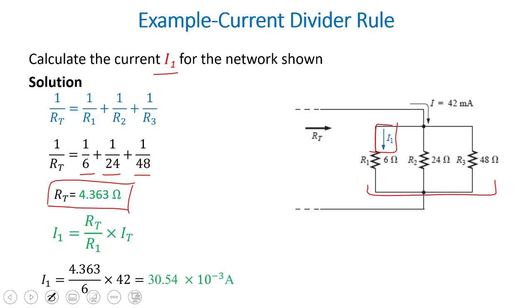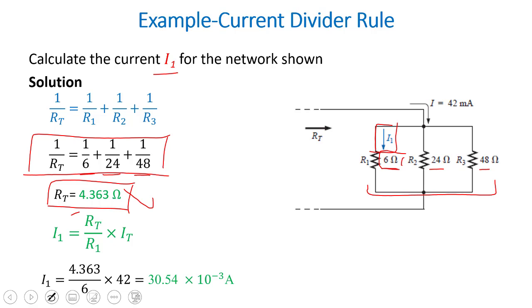R total is equal to 4.363. Now, a general rule, remember this. If I am going to find a total resistance and my resistors, 6, 24, 48, are all connected in parallel, R total is smaller than the smallest. Which one is the smallest? 6 ohms. So my answer of 4.3 is right. If I get an answer greater than 6 ohms, then my answer is wrong. Make sure you keep this in mind. R total will always be smaller than the smallest when the resistors are connected in parallel.